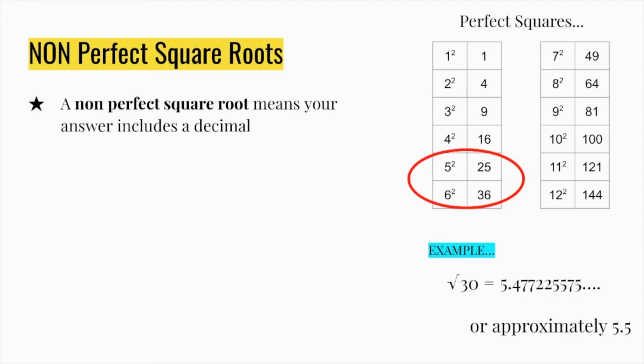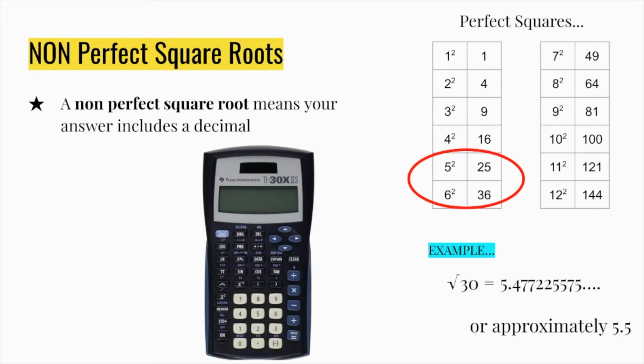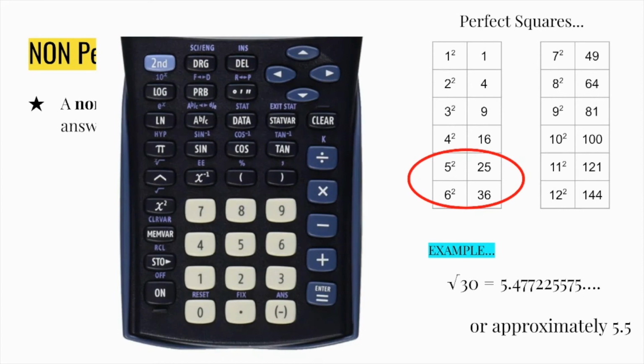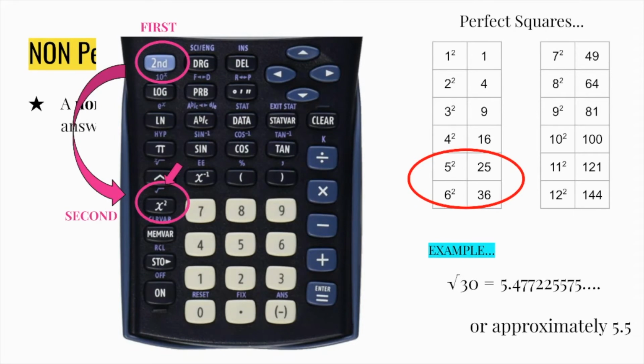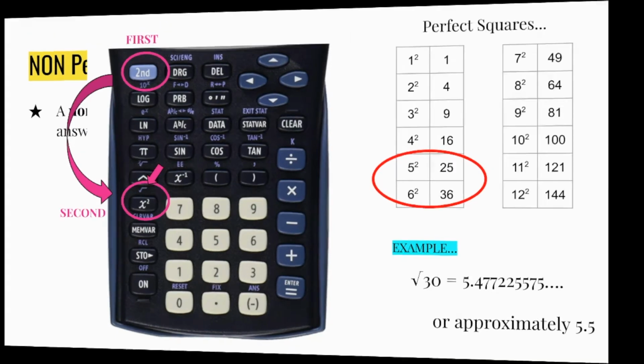Now, fortunately, you'll be able to use a calculator for this. So to do this on a calculator, you're going to start by hitting the second button, followed by the x squared, because you'll notice there's the radical symbol up top. Type in the number that you want, hit the equal sign, and then you'll have your answer.